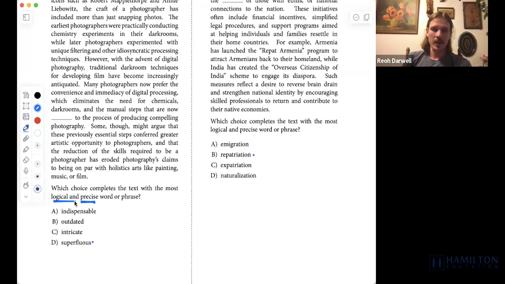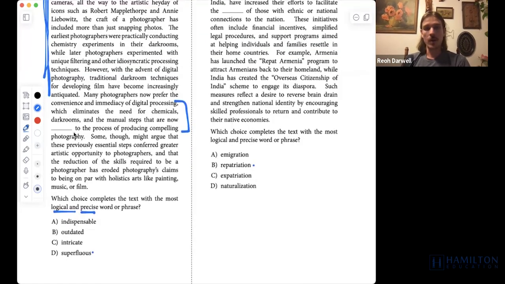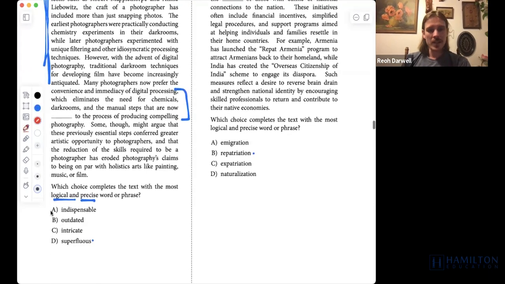So what are we saying here? We are saying that these steps that used to be essential are now no longer essential, right? We are looking for the opposite of essential, okay? That helps us get rid of answer choice A, indispensable. Indispensable means it is essential, right? If something is indispensable, it means that we can't dispense with it. We can't get rid of it.